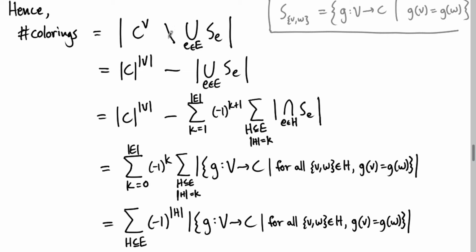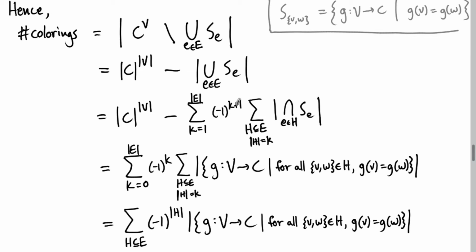And because this union is a subset of the set of all colorings, all functions, then we can turn this into a difference of cardinalities. And then because the second thing is a cardinality of a union, we can use the inclusion-exclusion principle, which says that we can sum over all numbers of subsets of indices, namely 1 through, we'll deal with, how many of these sets are we going to intersect in that particular term? And that's 1 through the number of edges.